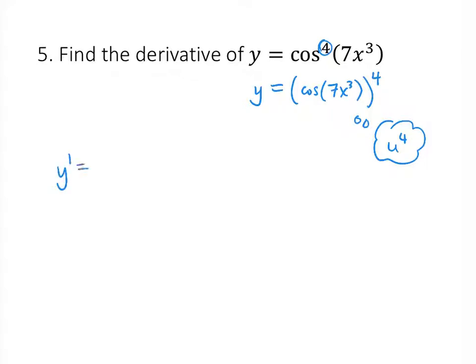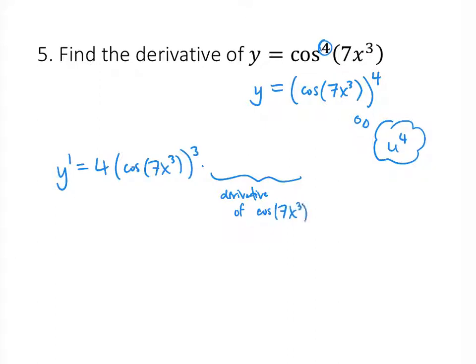So my derivative of u to the 4th is 4u to the 3rd. So 4 times cosine 7x cubed to the 3rd power. But then we have to multiply by the derivative of cosine of 7x cubed. So what goes in this spot here is the derivative of that u, the derivative of the cosine of 7x cubed. Well, we think of the cosine of 7x cubed as the cosine of u, or we could call it v if we don't want to get confused with the u that we already used. But the derivative of the cosine of u is minus the sine of u.